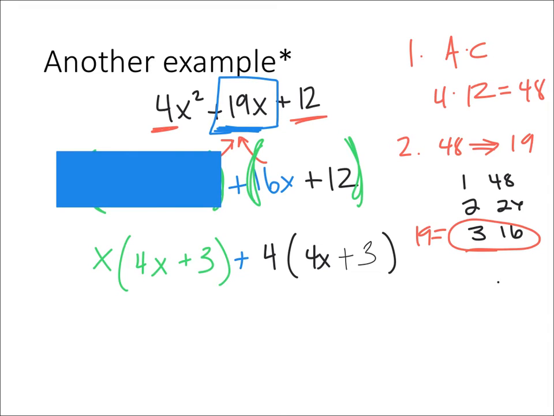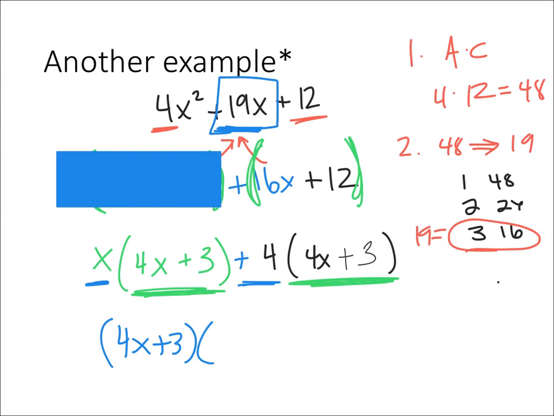And so what we've done is we created two groups. We had our first group and our second group, and what we've created then are two exactly the same binomials, and those again are going to be our greatest common factor. So we're going to bring that out in front, 4x plus 3, put that in parentheses, and then what's left over is the x and then the plus 4. And so there you have it.